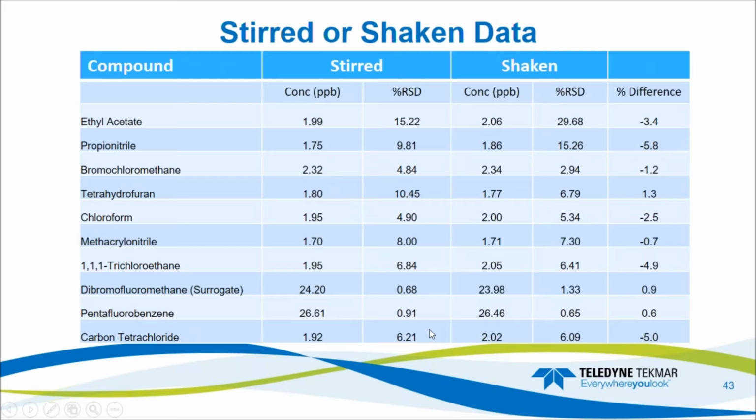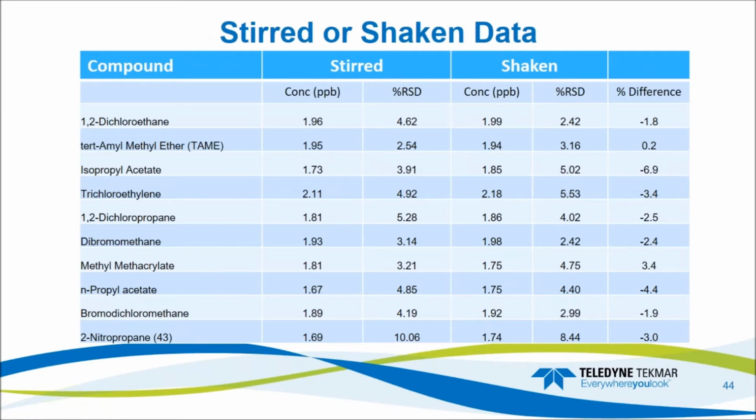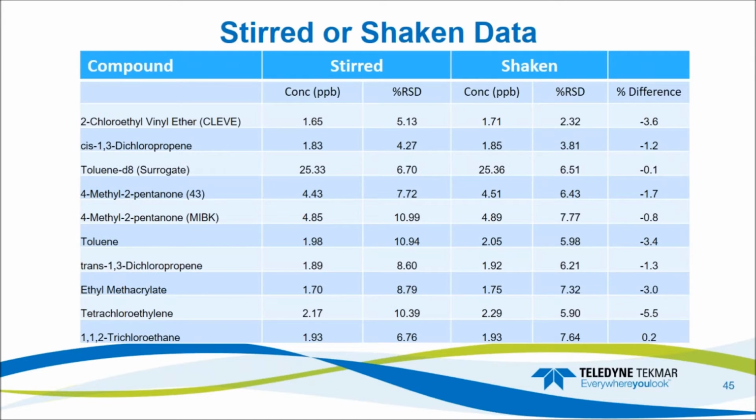I'll move on down some more of this data. And again, except for the two compounds, as you can see, there really wasn't a very big difference between being shaken or stirred. Keep thinking of steak and shake. Sorry about that. Again, toluene surrogate, fairly close, so you can see how close some of these compounds are.